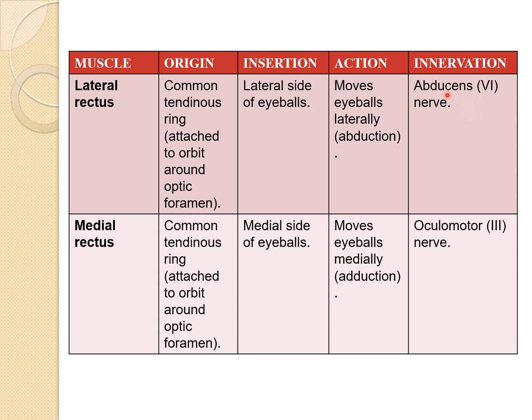Remember this point. Coming to medial rectus, origin is at the same point, the common tendinous ring attached to the orbit and around the optic foramen. It inserts on the medial side of the eyeballs, whereas lateral rectus inserts on the lateral side. It moves the eyeballs medially, that is adduction, and it is innervated by the oculomotor nerve, that is the third nerve.